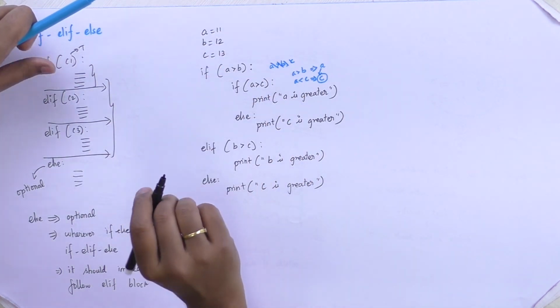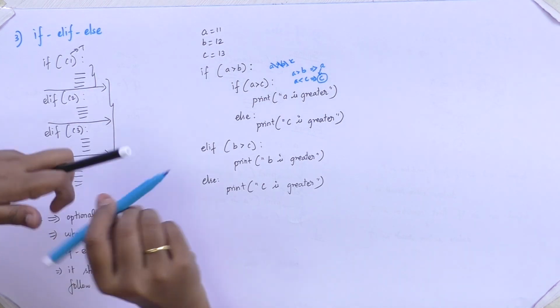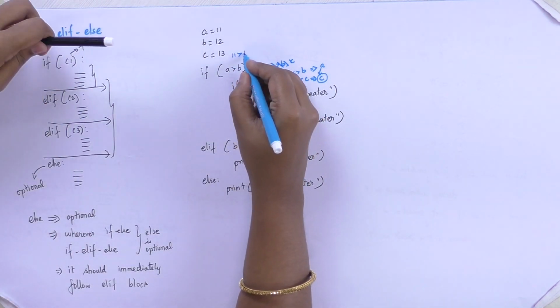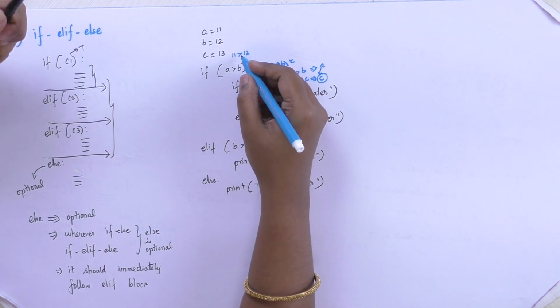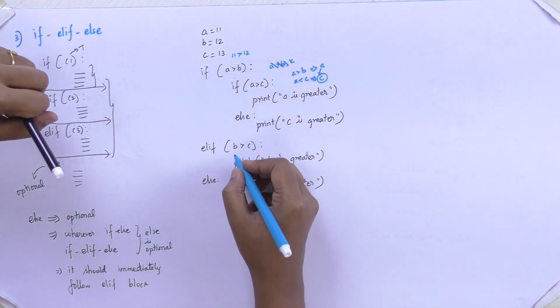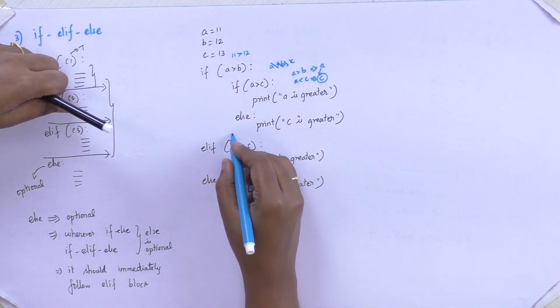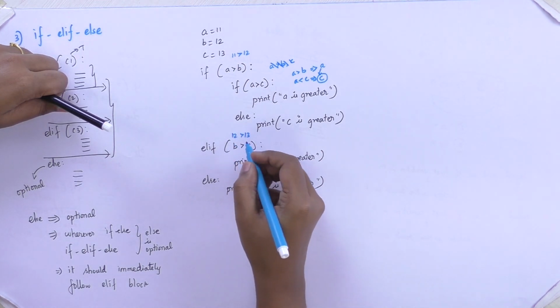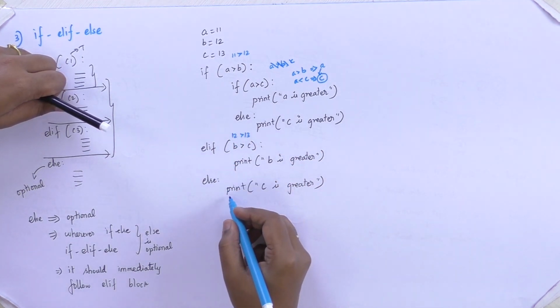Let me check with these values. Okay, let me check 11 greater than 12. 11 greater than 12 is false. So I am coming out of the if block and coming here. I am checking whether 12 greater than 13. 12 greater than 13 is false. So I am coming here. I am printing C is greater. So obviously among 11, 12 and 13, the value that is stored in C is greater. So it will give you the result C is greater. So this is how you can use if else block to find greatest of three numbers.